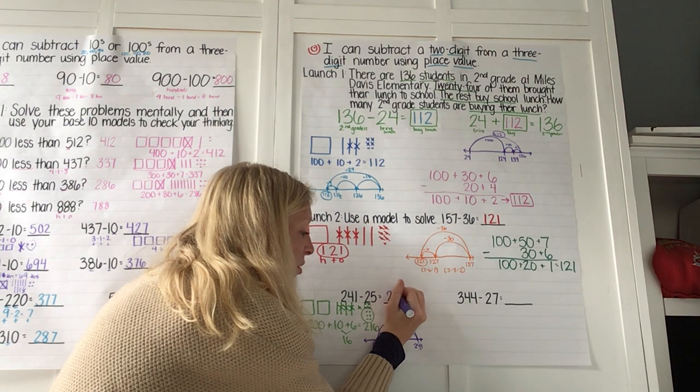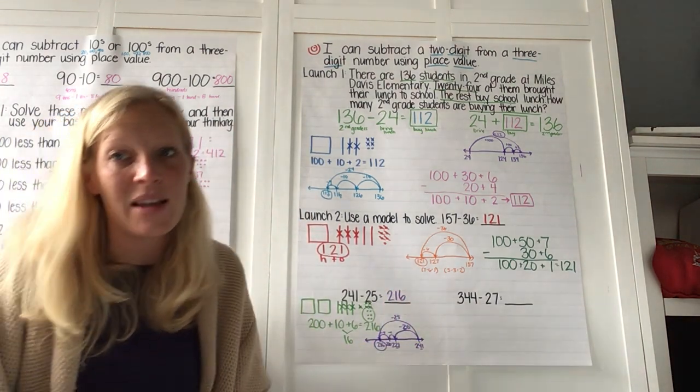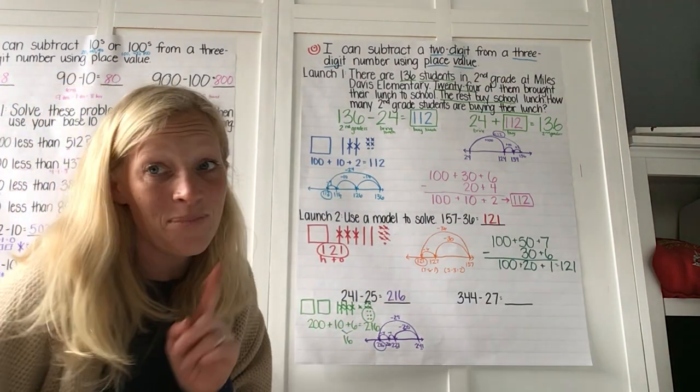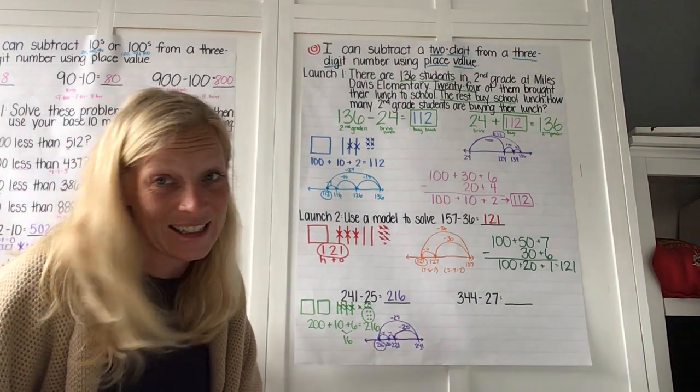We can do it either way. We can do it more ways than that even, but there's that piece of regrouping. So we didn't have to regroup here. You have to regroup on this one. And I'm not sure, but I'm going to guess you're going to have to regroup on your exit ticket.